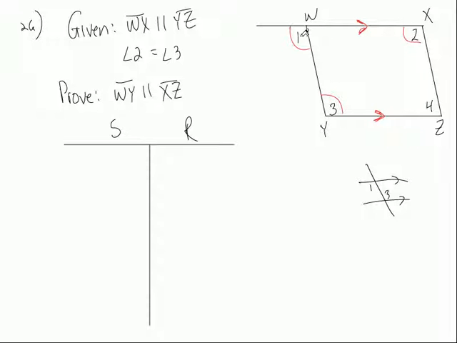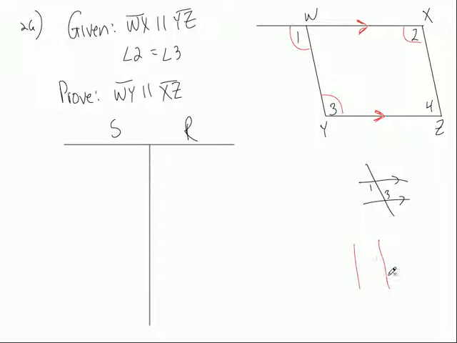Alright, now, big deal. What if 1 and 2 are equal to each other? Who cares? Well, we do, because what's the relationship between those two angles? They're corresponding angles, aren't they? What are my two lines that make those corresponding angles? It would be WY and XZ. Do you see that?